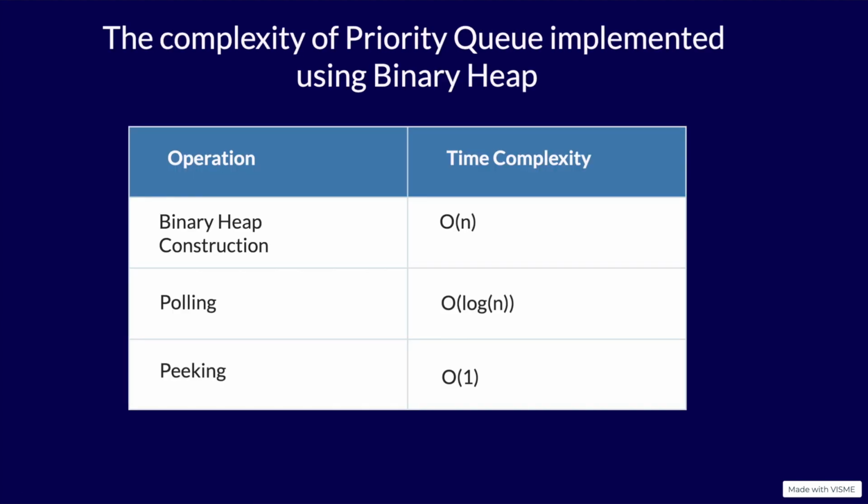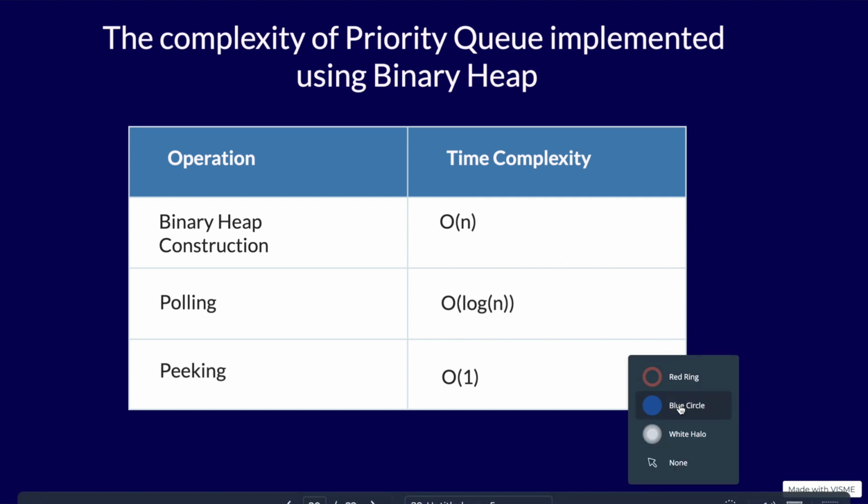So finally, let's take a look at the complexity of a priority queue implemented using a binary heap. So first, there exists a method that allows us to construct a binary heap from an unordered array, and that takes linear time.